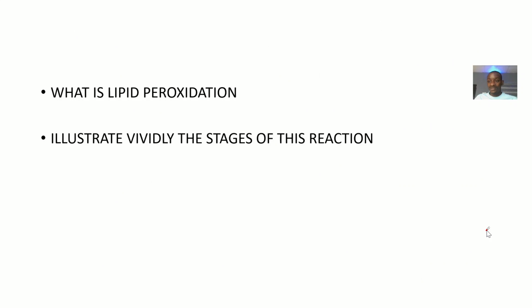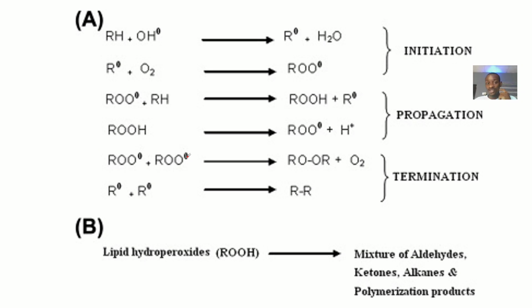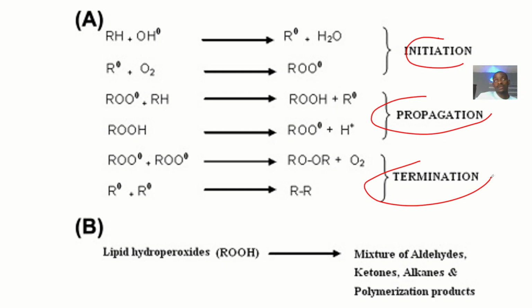So this lipid peroxidation is basically what? The full question is, what is lipid peroxidation? They illustrate vividly the stages of this reaction. So they are saying you should talk about the stages of lipid peroxidation. You must actually draw this. It's quite simple. It has only three stages, and a mnemonic to remember the stages could be IPT. I is initiation, P is propagation, T is for termination.